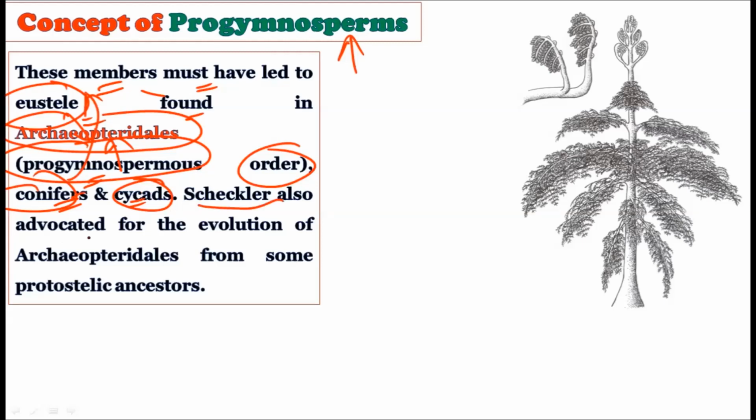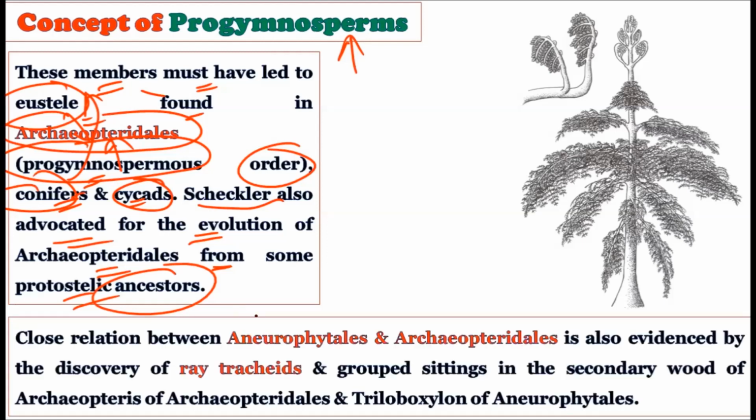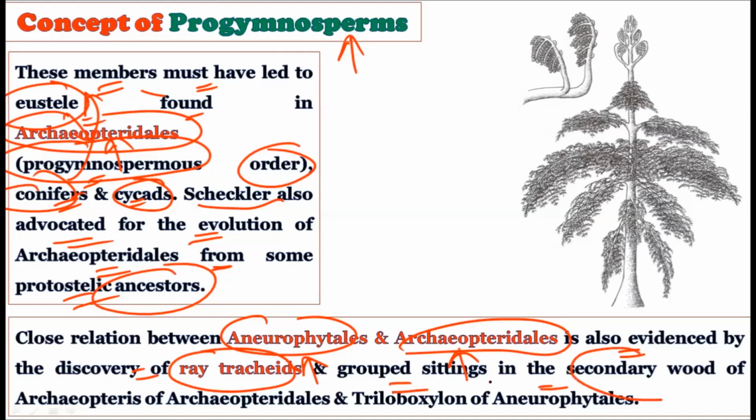See, some were also advocated for the evolution of Archaeopteris from the same protostelic ancestors. So many scientists are saying that these progymnosperms were exactly the ancestral stock for the formation of the gymnosperms. Now consider that the close relation between the Aneurophytales and Archaeopteris was also evidenced by the discovery of ray tracheids. The discovery of ray tracheids shows that the Aneurophytales and Archaeopteris were in a very close relation with each other.